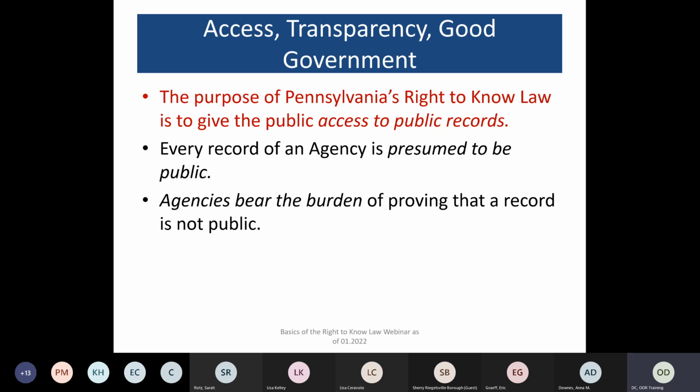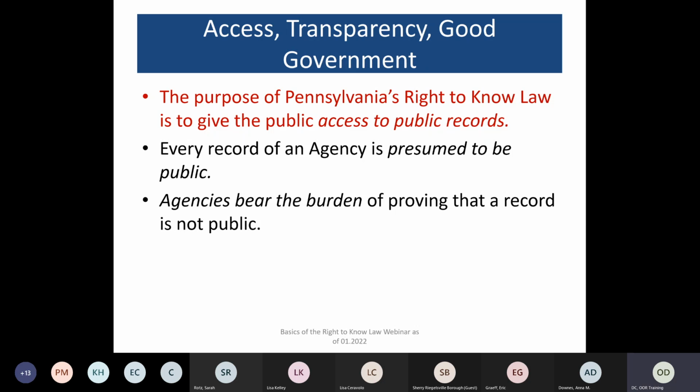Now, with the right to know law, there are some things to bear in mind that are very important from the agency's perspective. The starting point is that every record of an agency is presumed to be public, meaning if you have it, that's your starting point. It is a public record. And if you just have that sense that, I'm not really sure we should be releasing this, there is a chance that there is some clause in the right to know law, what we call an exemption, or perhaps there is another law that deems this record as confidential.